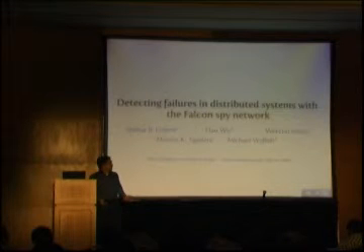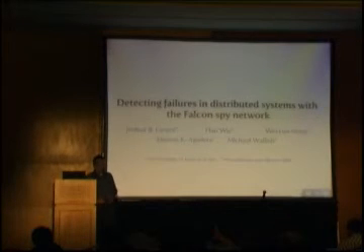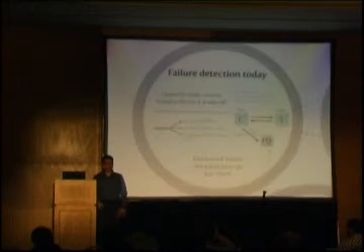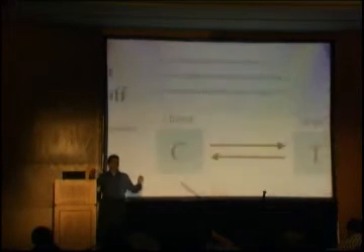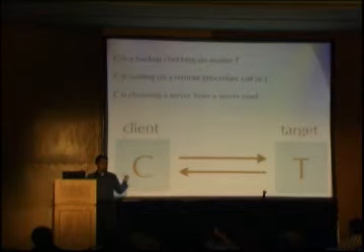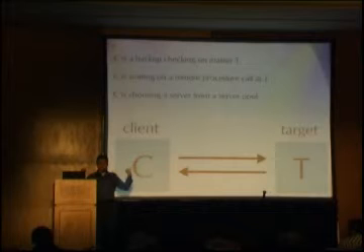So I'm going to talk about a new approach to detecting failures in distributed systems. The problem of failure detection is one that every designer of a distributed system must address, either explicitly or implicitly, in their design. So for example, in a system with two processes, C and T, process C might want to know whether or not its master T is up.